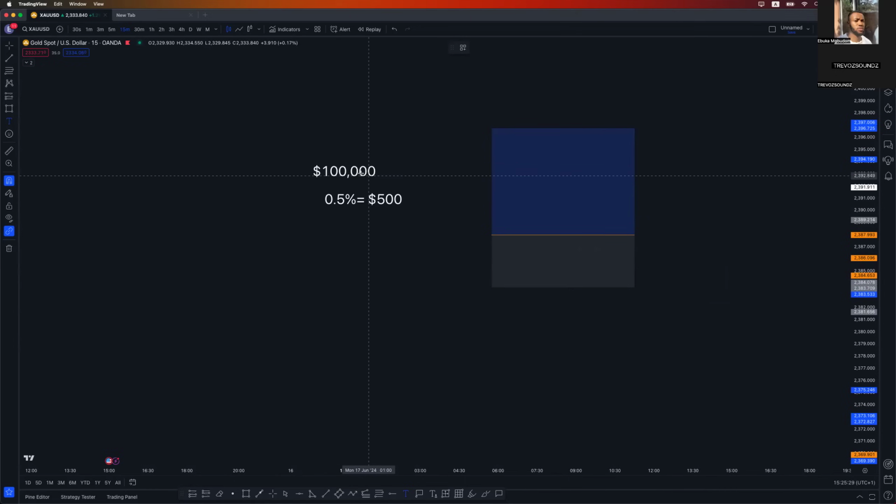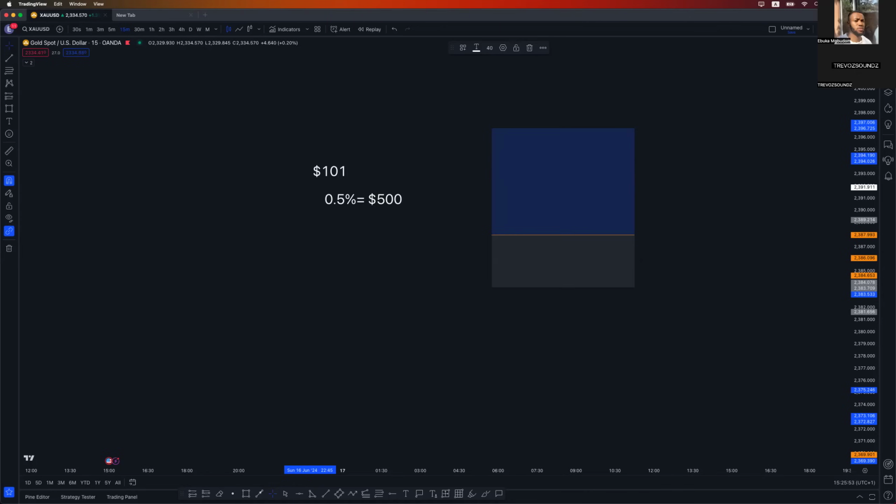$1,000 is 1% of the $100,000, which means you have risked $500 to make the 1%. So your balance of this $100,000, once you have won this trade, is what your balance will now look like.